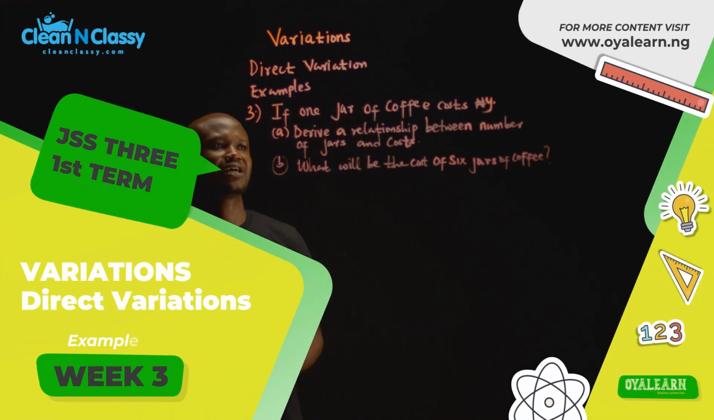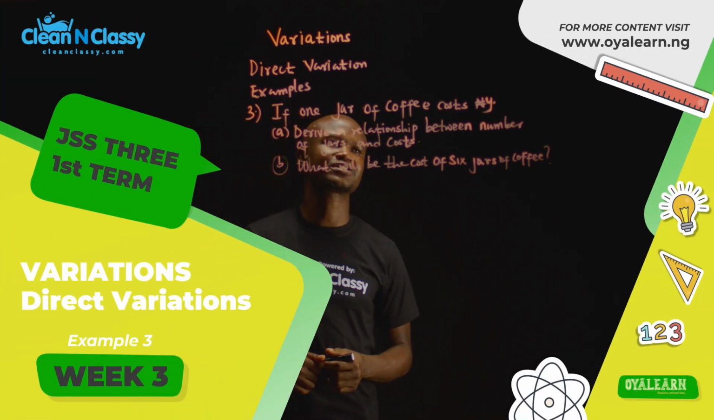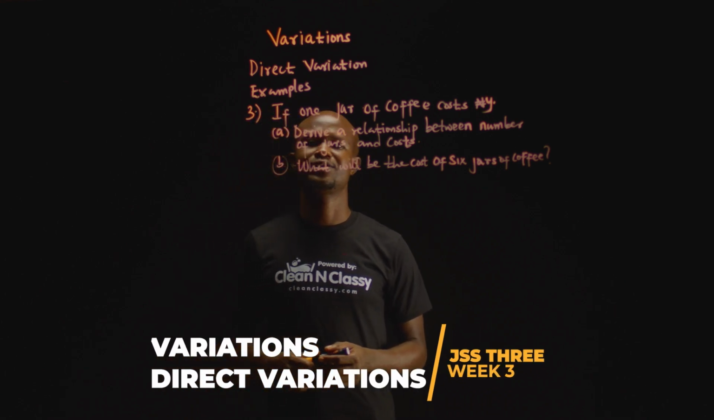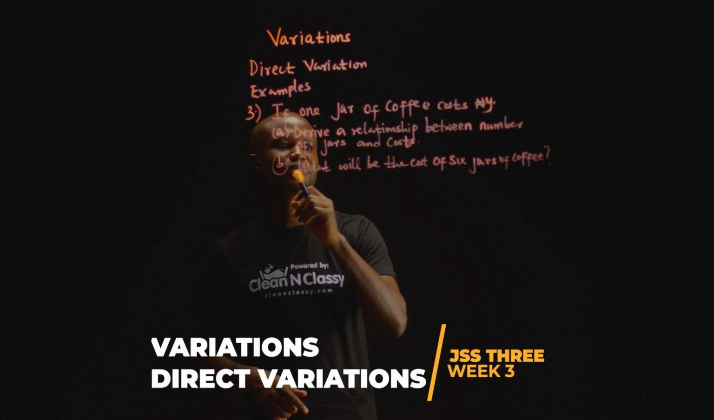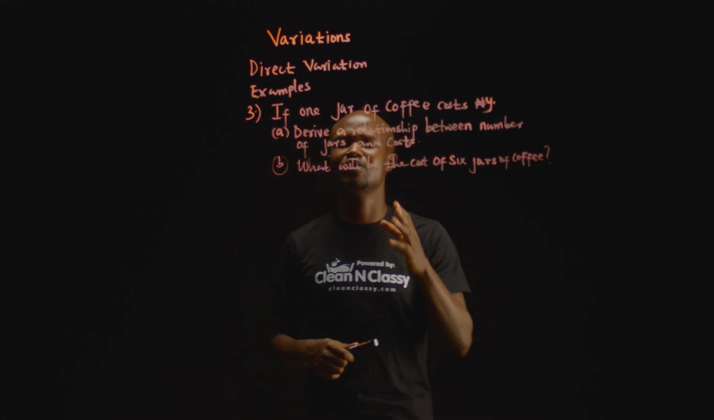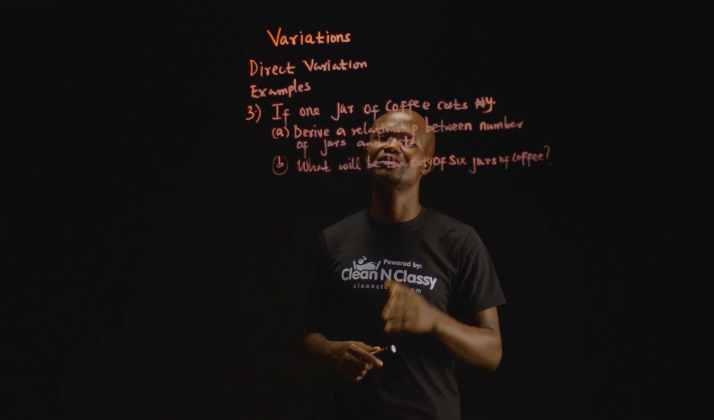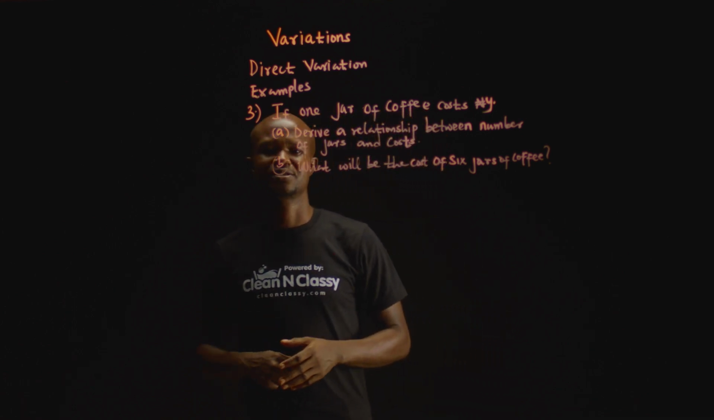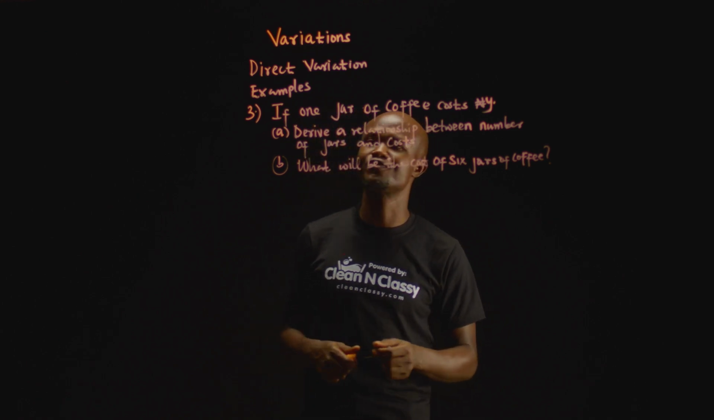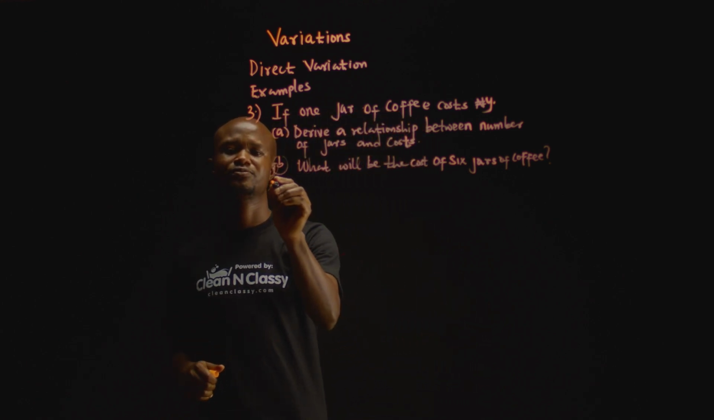If 1 jar of coffee costs Y naira, derive a relation, that's the first part of the question. Derive a relationship between number of jars and cost. The second part, what will be the cost of 6 jars of coffee? Solution.